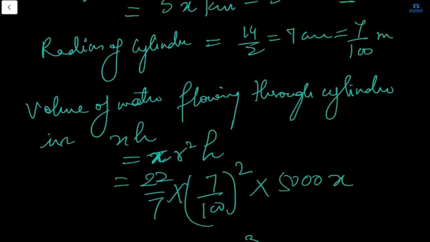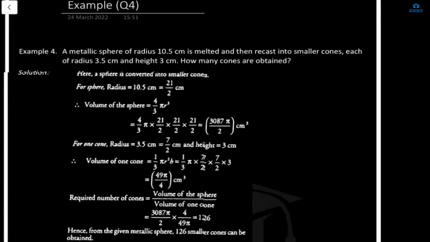Now here, a metallic sphere of radius 10.5 centimeter is melted. We have melted this metallic sphere and then recast it into smaller cones. This time not only a single cone is recast. We have not made just one cone, but many smaller cones.